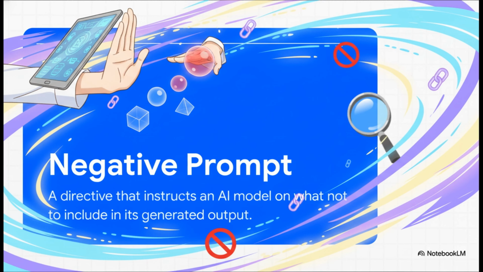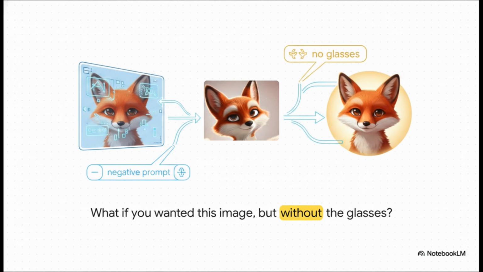Think of it as your secret weapon for fine-tuning your results, and it's especially powerful when you're generating images with tools like Stable Diffusion or Midjourney. Let's look at an example. Say you generate this really cute picture of a fox, but you're thinking, I don't really want the glasses. Well, you can't just tell it to remove the glasses. Instead, you would use a negative prompt to tell the AI to generate that same image, but this time to actively avoid putting glasses on it.